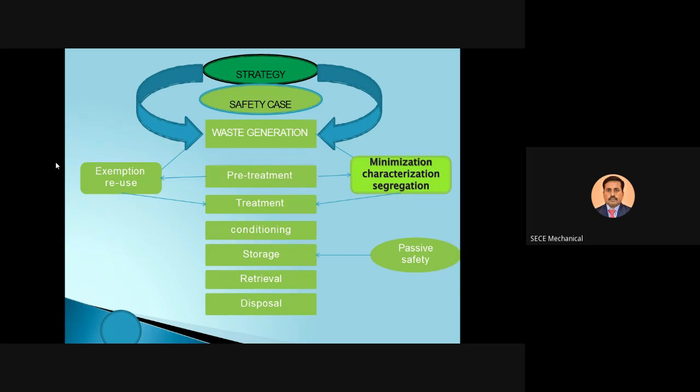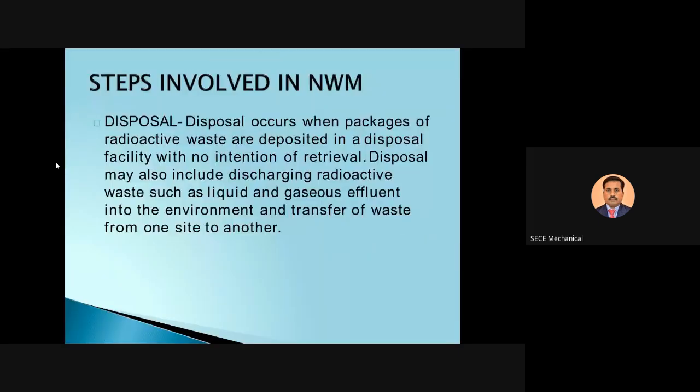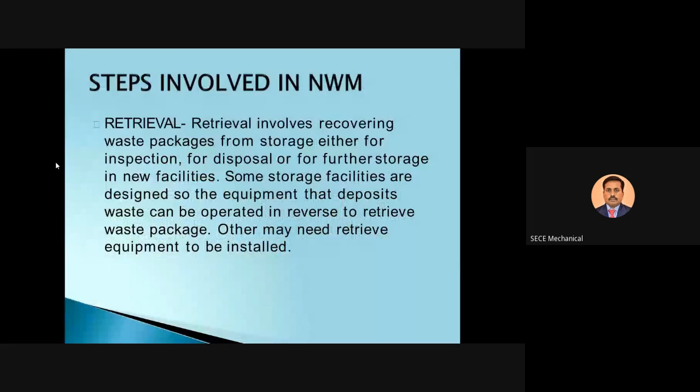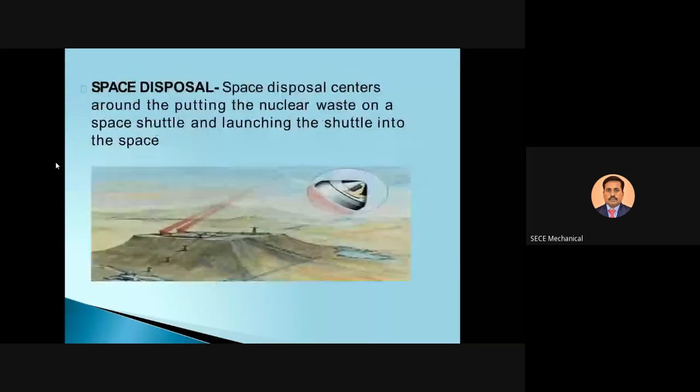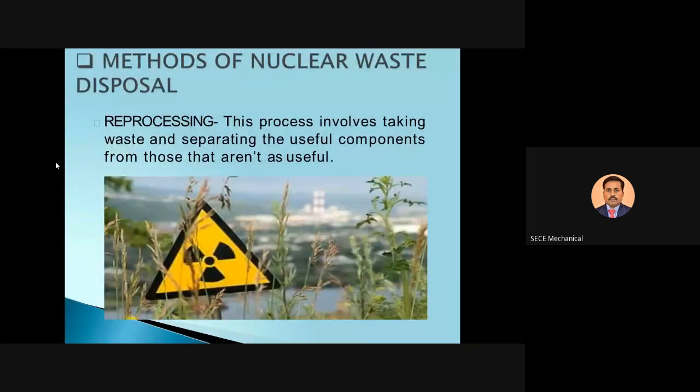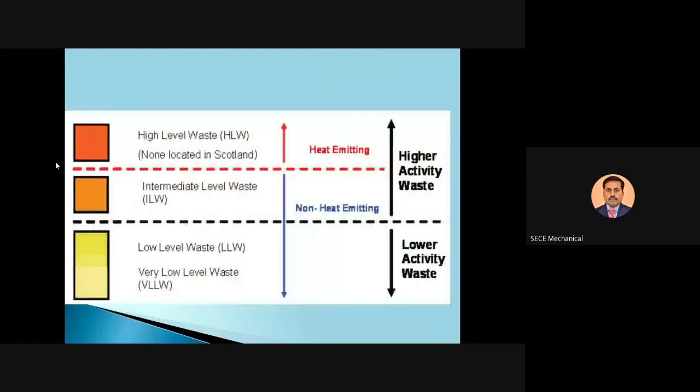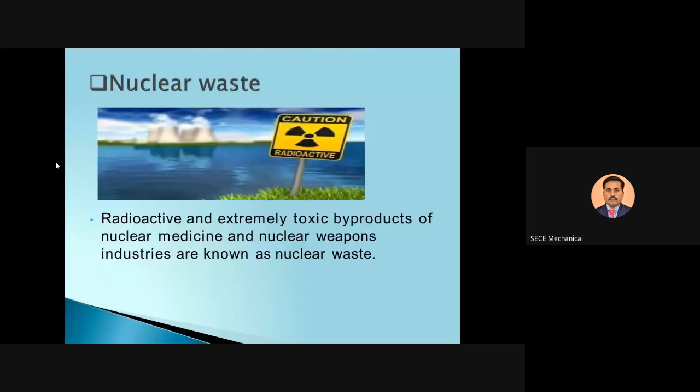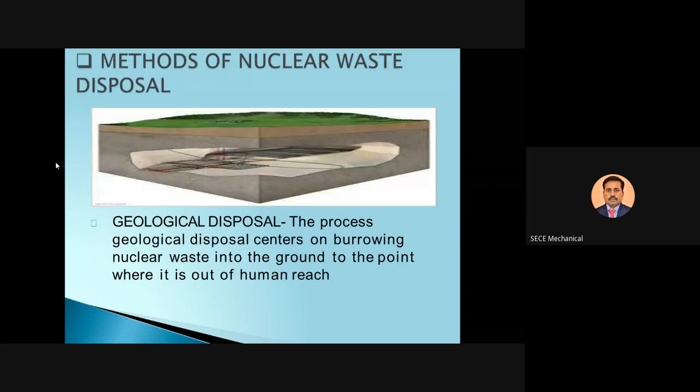So likewise, the nuclear waste management system has several steps. These are the 6 steps involved in the nuclear waste management system. Today we discussed what is meant by nuclear waste and what is meant by nuclear waste disposal. What are the 3 methods by which radioactive waste is categorized? What are the 6 types of radioactive waste and how they are classified? And the methods of nuclear waste disposal.